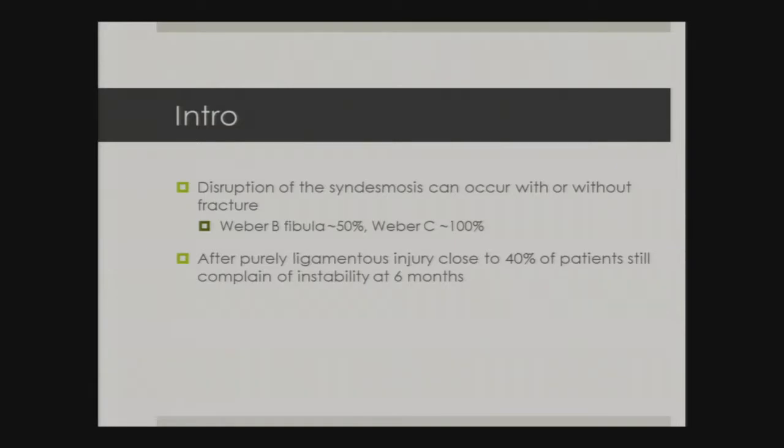Continuing on, this disruption of the syndesmosis, like I said, can occur with or without fracture. Weber B fibula fractures are associated with a syndesmotic injury around 50% of the time, and Weber C fibulas close to 100%. After a purely ligamentous injury to the syndesmosis, about 40% of patients still complain of instability at 6 months.